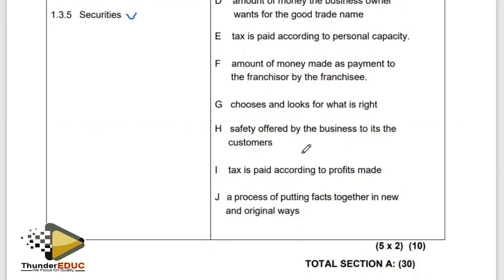Safety offered by business to its customers. Safety offered by the business to its customers. I think this is out, to its customers.